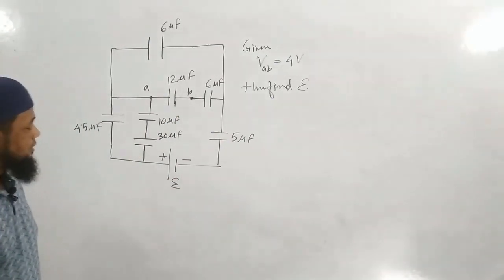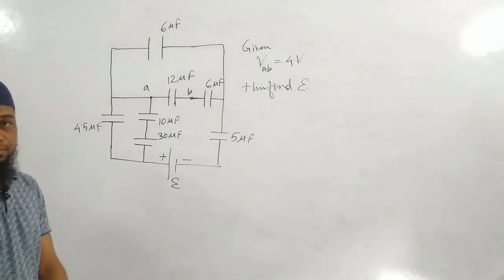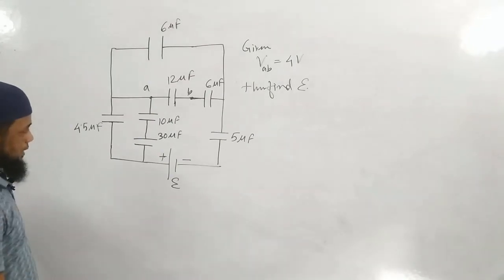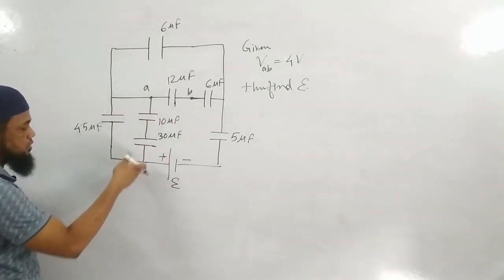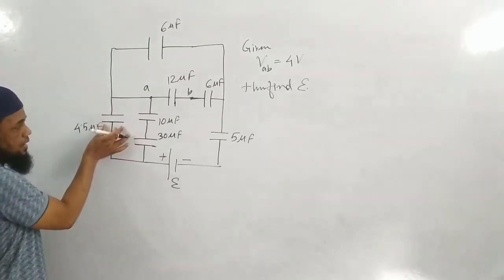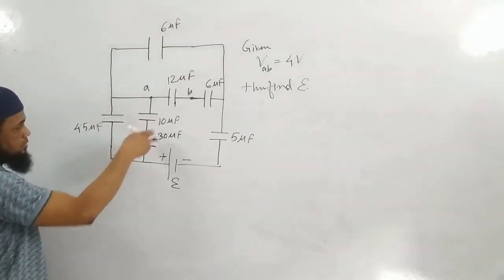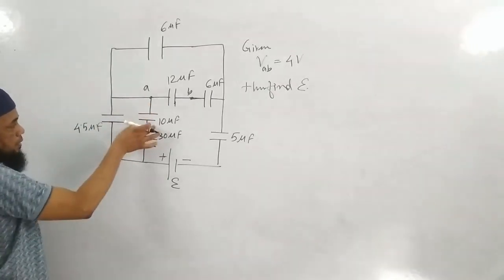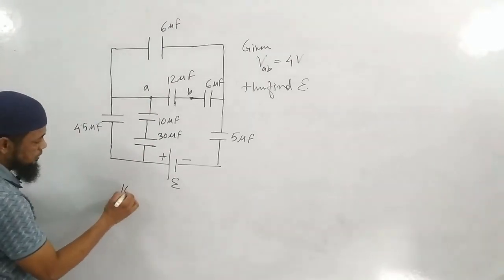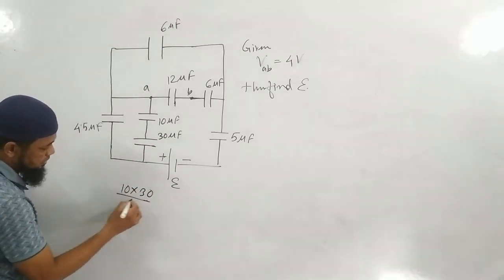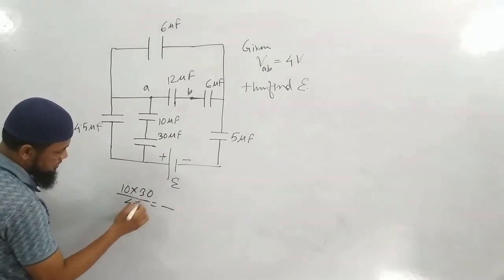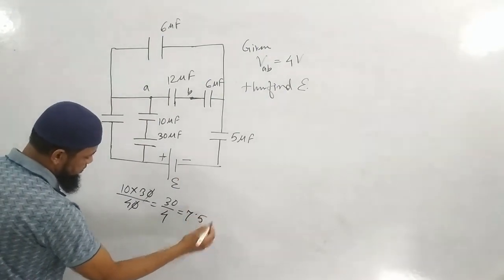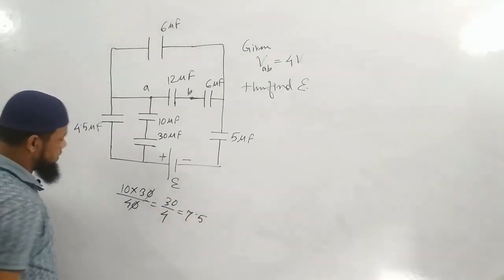Okay. So how can you solve the circuit? You try. I'll also try. Look at the circuit carefully. These 2 capacitors are in series. Then in parallel with this one, because this is somewhat isolated from the rest. These 2 are in series. How much will it become? 10 into 30 divided by 10 plus 30. That is 40. The 0s cancel. 30 by 4. This is 7.5.